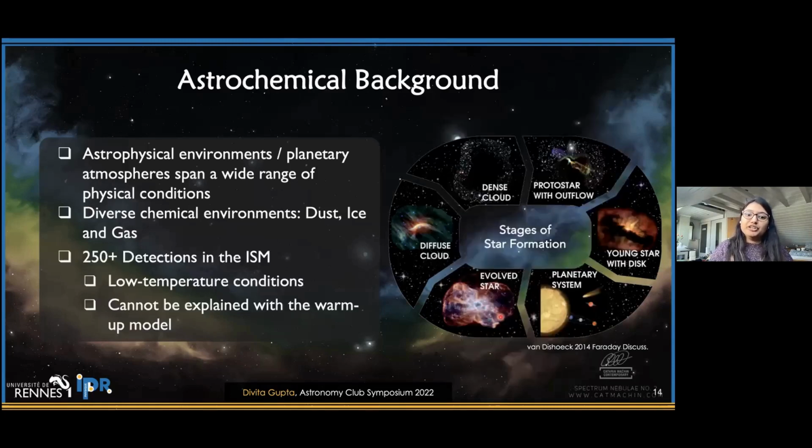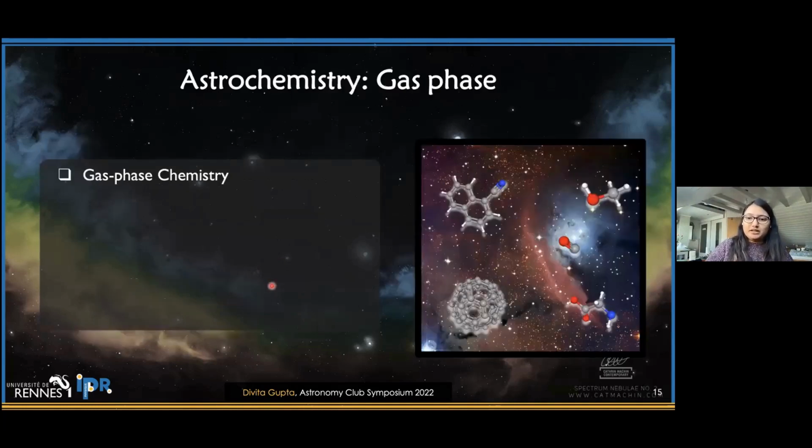But when you see these high abundances of different species found in the low temperature condition, that is up to 5 Kelvin, these warm-up models, that means when your ices are heating up, whatever is being evaporated or subliming out of the surfaces, it cannot explain the abundances. So that actually means there's a very rich gas phase chemistry also taking place. So that's how we will shift our focus now to more gas phase chemistry.